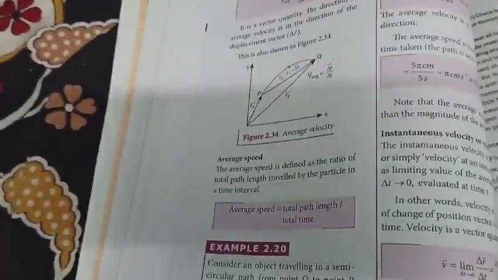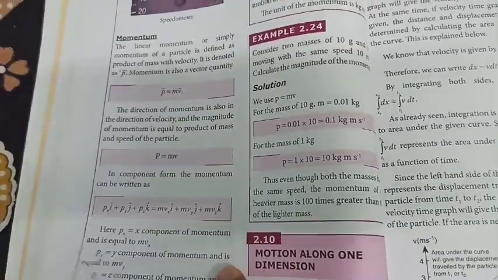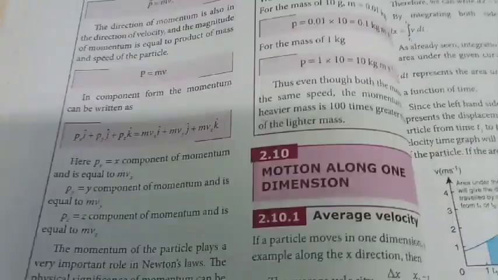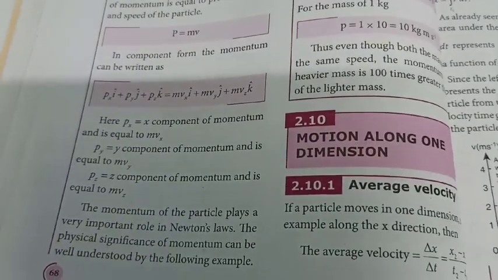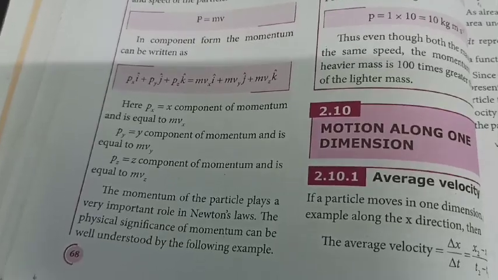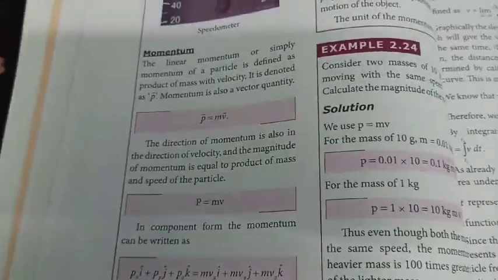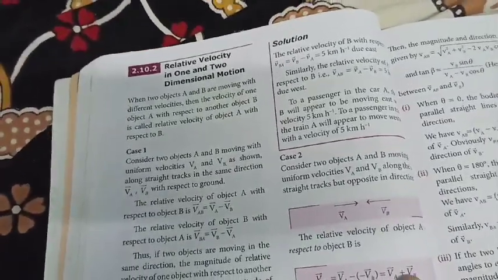And next, we see motion along one dimension, that is average velocity. This is 2 marks, average velocity, 2 mark. And the instantaneous velocity, that is also a 2 mark question. And average speed, this is also a 2 mark question. And relative velocity in 1 and 2 dimensional motion, this is also a 3 mark question.